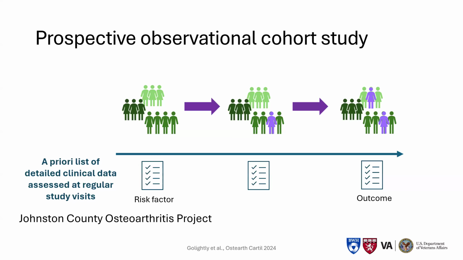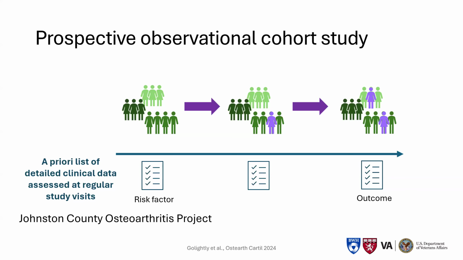There were very established, very powerful observational cohort studies that were available, such as the Nurses' Health Study and the Framingham Heart Study. And I can't not mention the Johnston County Osteoarthritis Project, which really helped us understand a lot about risk factors and outcomes of disease. Many of you obviously know what a prospective observational cohort study is. You are following a population of patients forward, but the power of this design is that you are assessing the same clinical or other assessments for all the patients at regular time intervals.